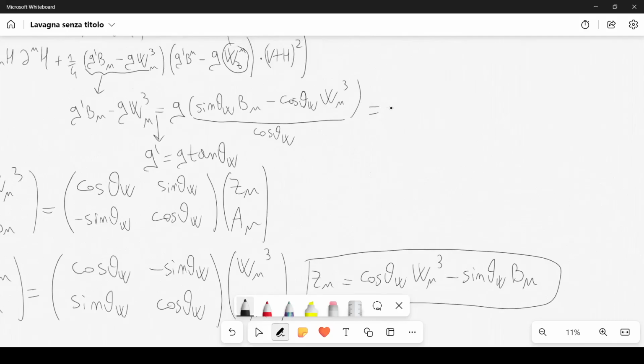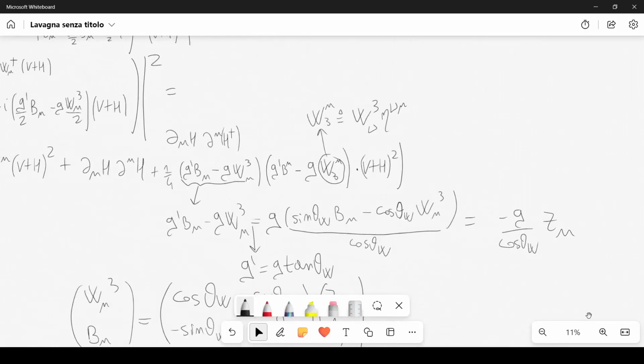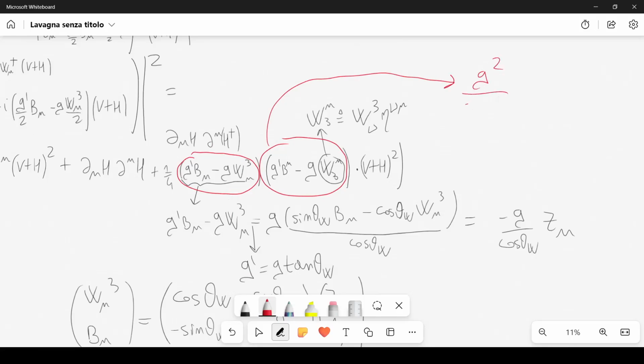We have minus g over the cosine of theta W times Z mu. You can see it from here. Simple as that. And therefore, when you consider the product of this times this, the product is going to give you g squared divided by the cosine squared of theta W times Z mu, like this, right?